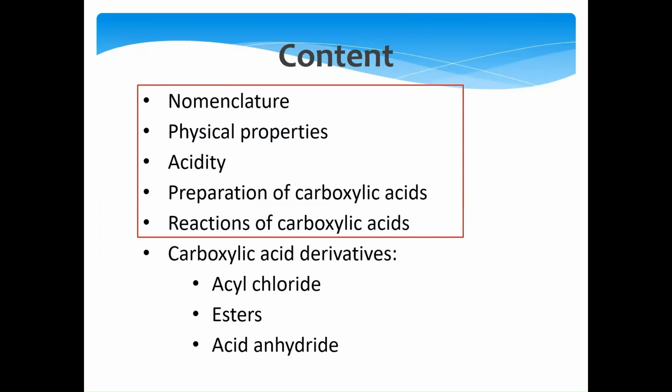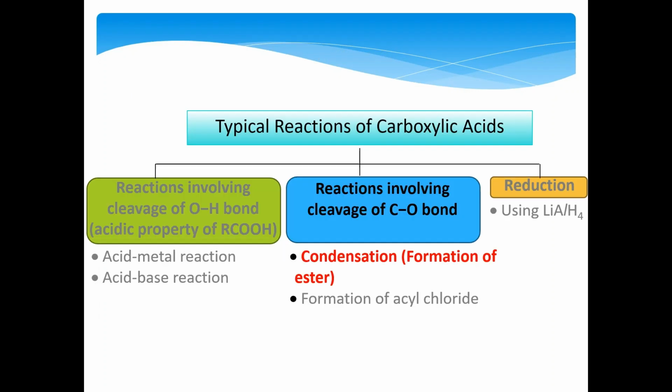Next, we moved on to preparation of carboxylic acids, mainly via oxidation and by hydrolysis. And lastly, we began discussing the reactions of carboxylic acids. As mentioned during the last lecture, there are three categories of reactions that carboxylic acids can undergo. In the last lecture, we already talked about the reactions involving the cleavage of the O-H bond in carboxylic acid. These reactions are mainly due to the fact that carboxylic acids are acidic.